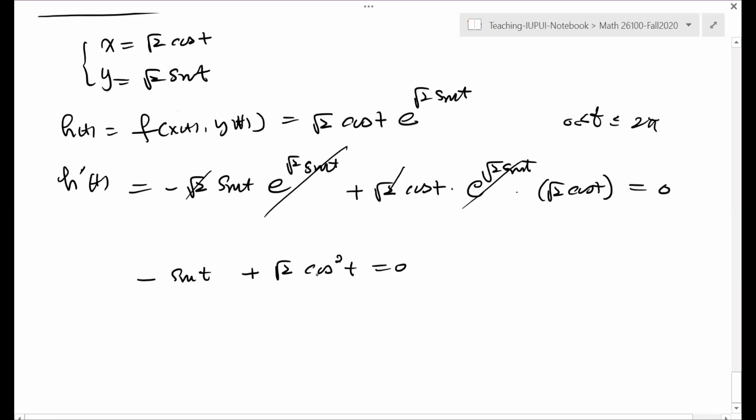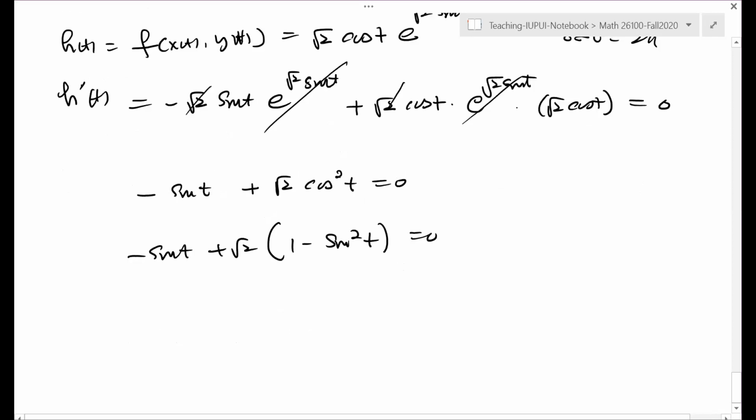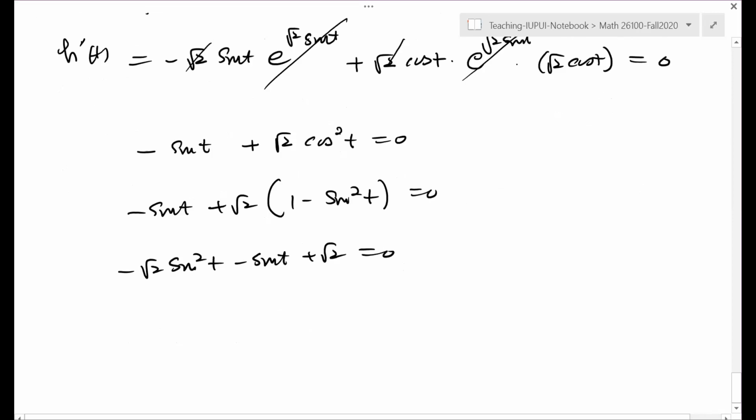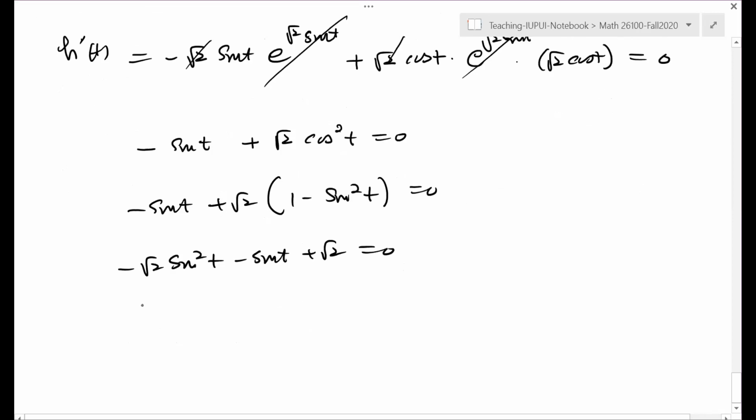how to convert this cosine t to sine t, right? It's going to be negative sine t plus square root 2, 1 minus sine squared t, right? So I will get negative square root 2 sine squared t minus sine t plus square root 2 equals 0. But yeah, I can change the sign.